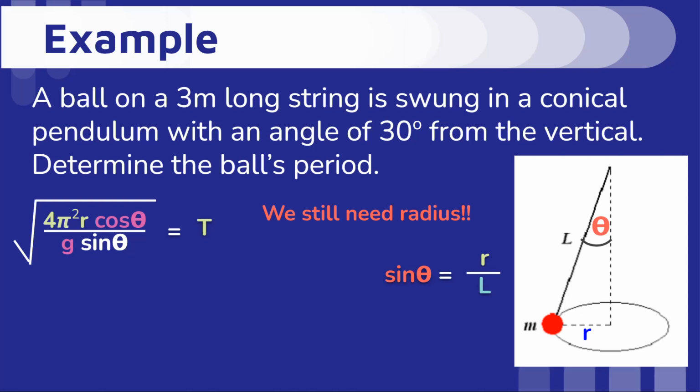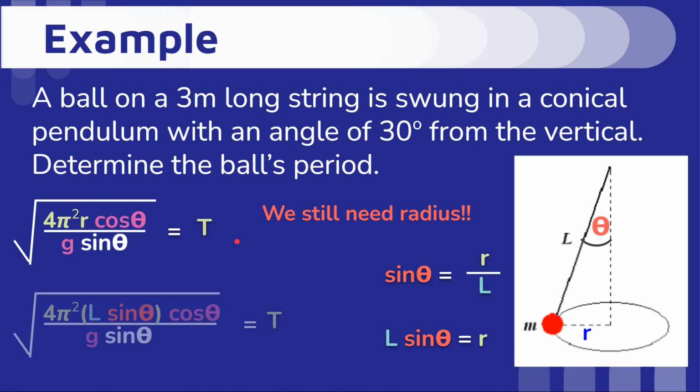Sine of the angle theta equals opposite over hypotenuse. Again, based on where my angle is drawn, from the vertical this time, opposite is now r, hypotenuse is L. And so it would be sine theta equals r over L, or r equals L sine theta. And now I can substitute this in for r over here. So instead of 4 pi squared r, we can have 4 pi squared L sine theta times cosine theta over g sine theta, all of it under a radical, equals T.